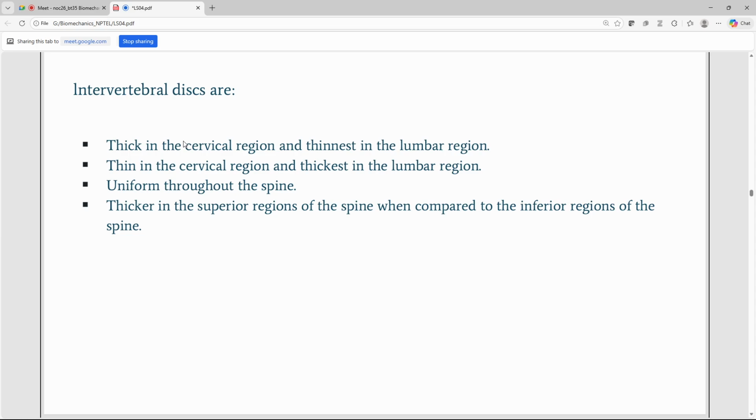Intervertebral discs are the discs which allow motion, or which allow movement, between two vertebrae.